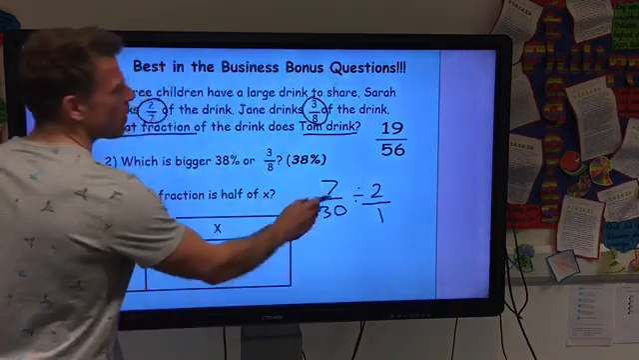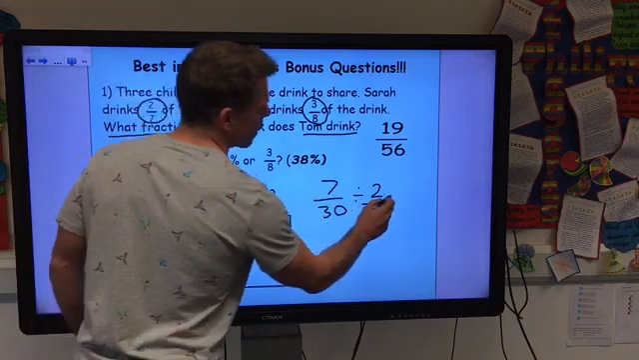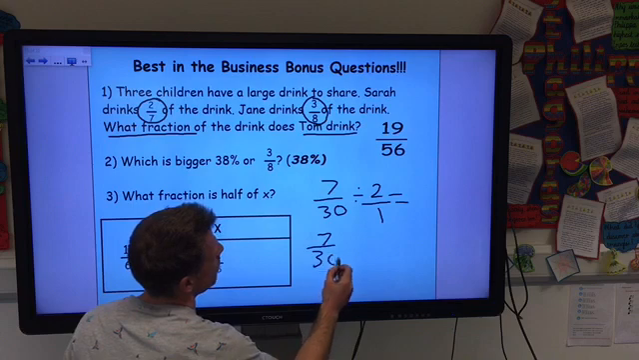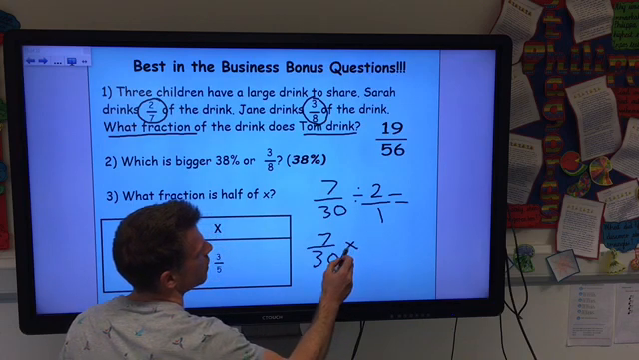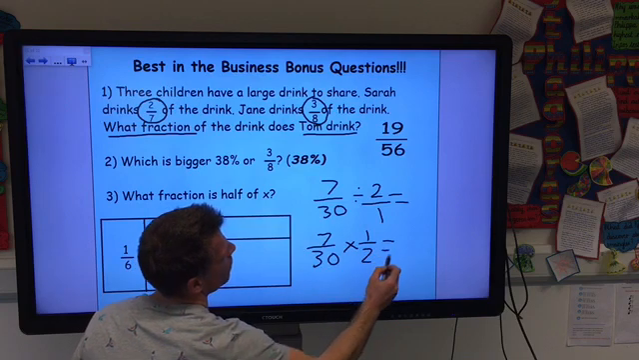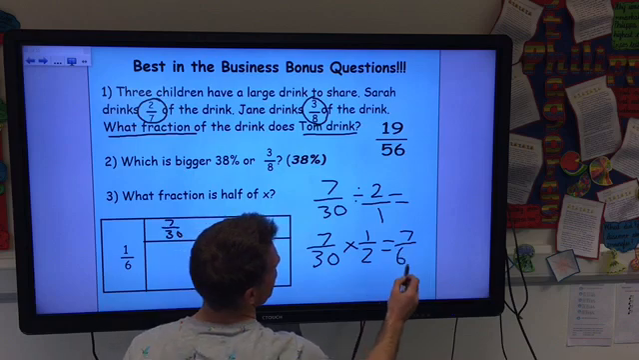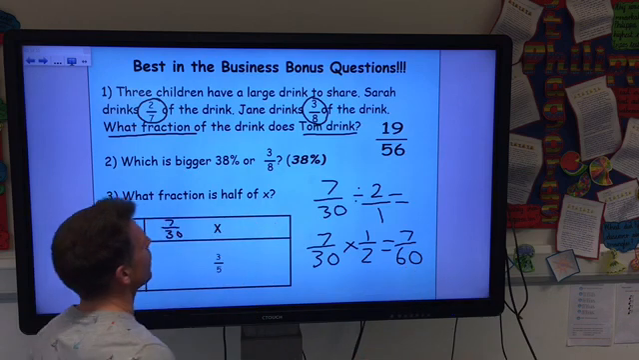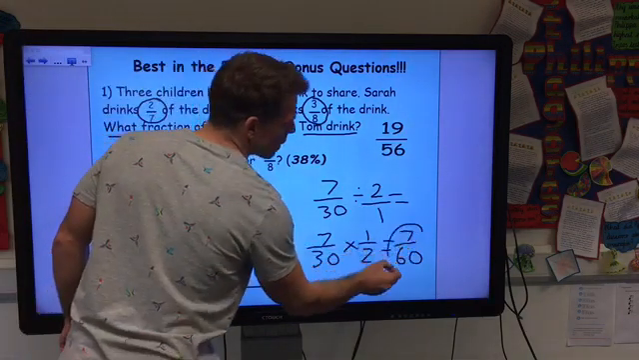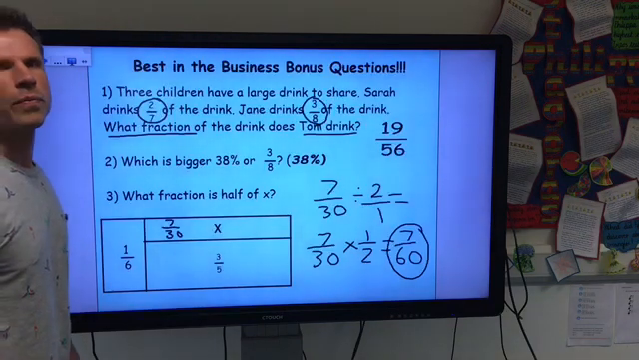We're going to turn that into a fraction. So 7/30ths divided by 2. Well, 2 as a fraction is 2/1. So I keep the 7/30ths, change that to multiply and flip to make a half. So 7 times 1 is 7, 30 times 2 is 60. So, what fraction is half of x? Hopefully some of you got to that. 7/60ths.